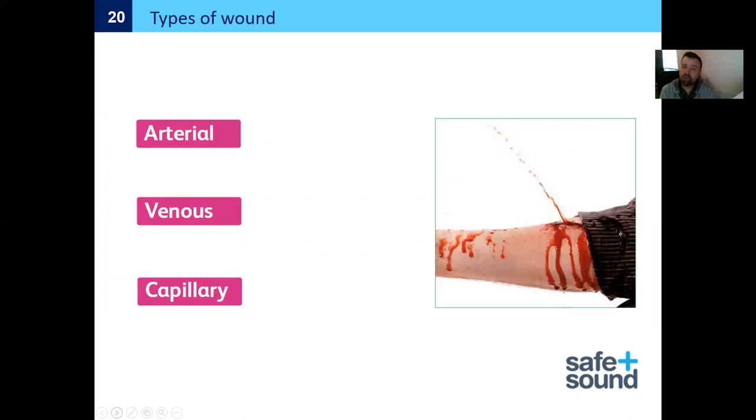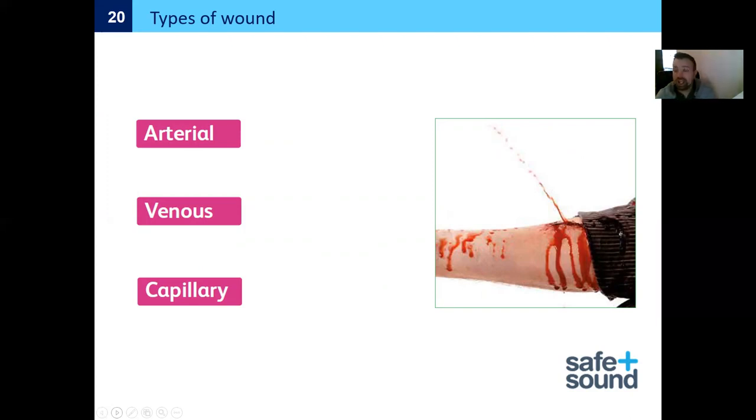There are 3 types of bleeds which we need to be aware of. This is where your wound management will come in after we've done the session, and we look at the wound management here. 3 types of bleed: we've got our arterial bleed, venous bleed, and a capillary bleed. And you must know the difference between the 3.